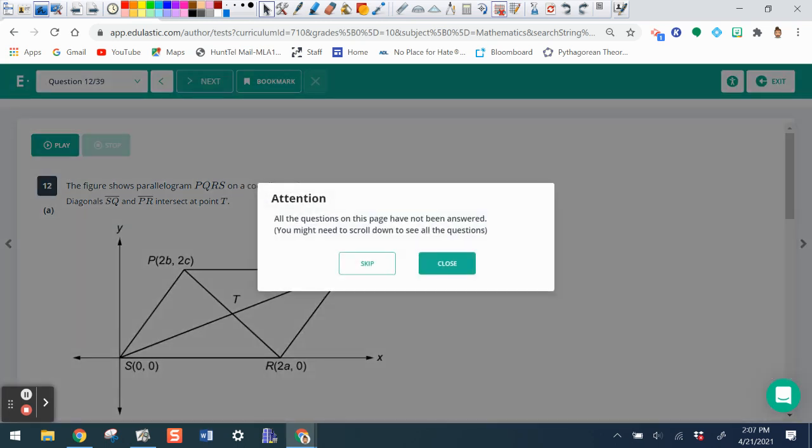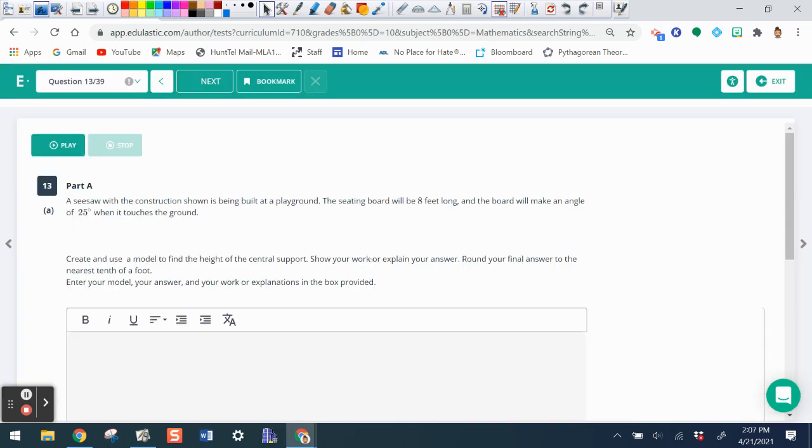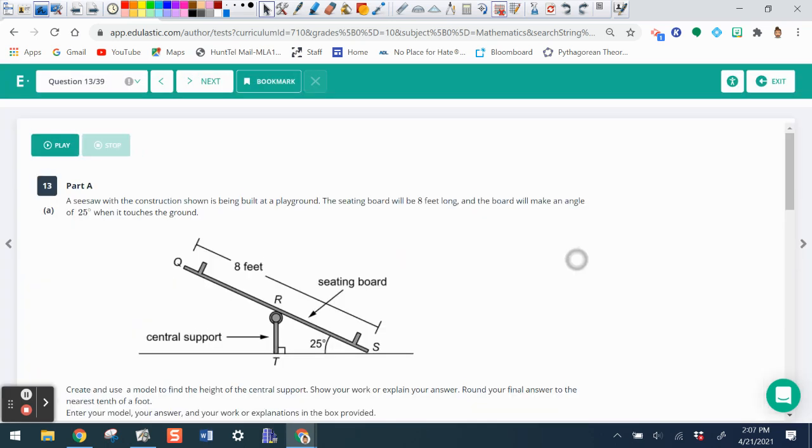Doesn't appear to be, so we'll go and move on. Of course, I'm going to skip this because I didn't type anything for that part.